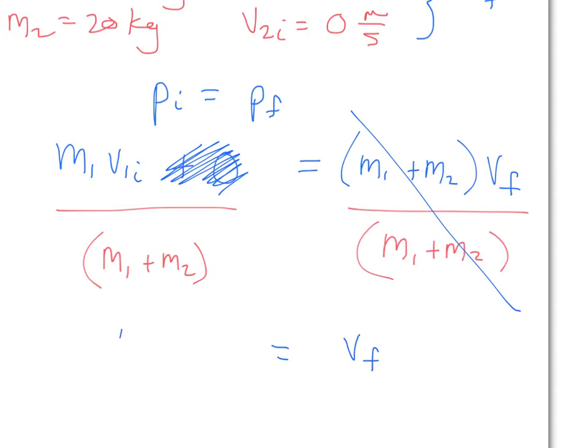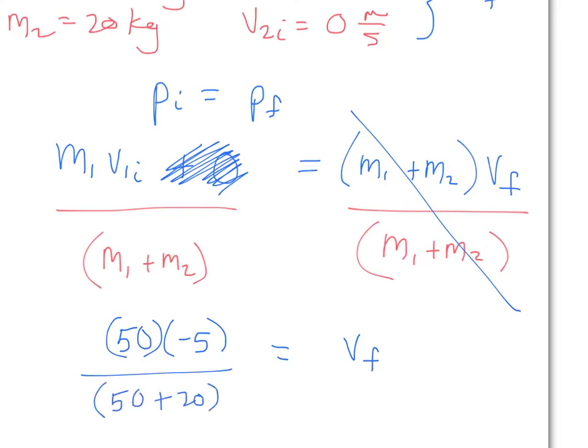So I've got mass 1 times negative 5, which was the initial velocity, over mass 1 plus mass 2. What kind of an answer must you get? Negative, because I was running negative, I jumped onto the cart, and I continued to move in the negative direction.